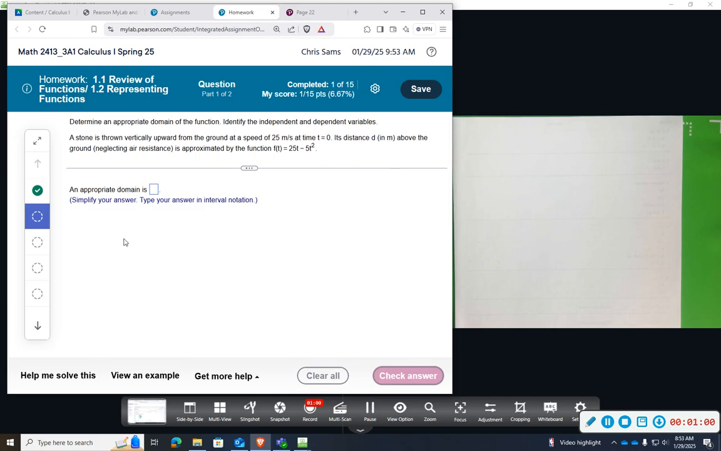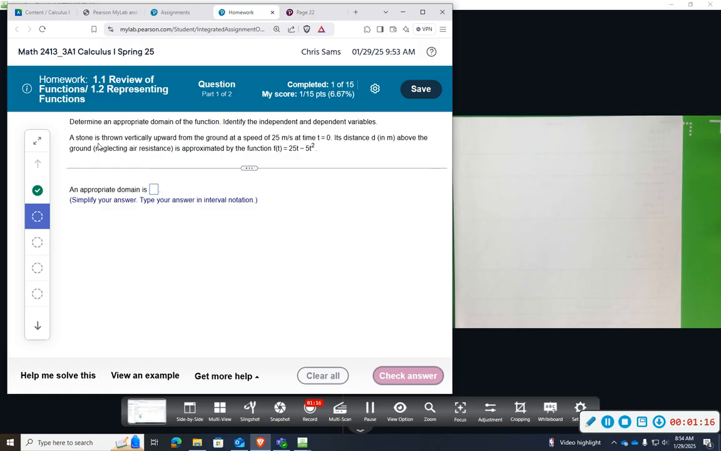All right, question 2. We want to determine an appropriate domain of the function. Okay, and then it says an appropriate domain is blank. We have two parts. After we do appropriate domain, we want to identify independent and dependent variables.